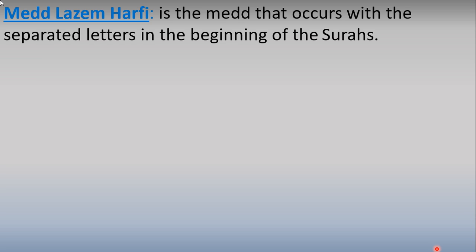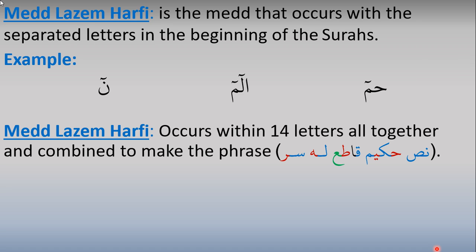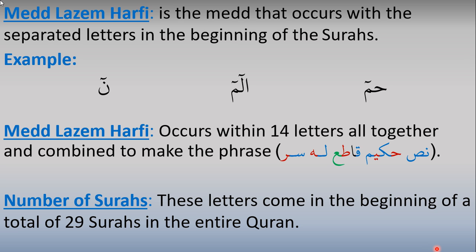What is the mad lazim harfi? Mad lazim harfi is the mad that occurs with the separated letters in the beginning of the surahs. Example, we have Ha Mim, Alif Lam Mim, Noon. Mad lazim harfi occurs within 14 letters altogether and combined to make the phrase نص حكيم قاطع له سر.